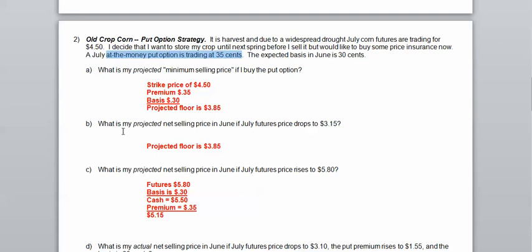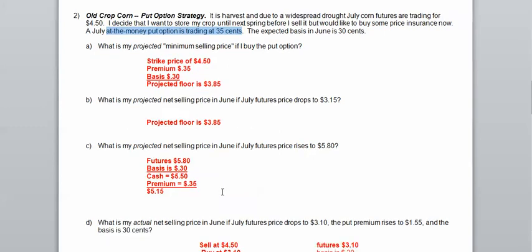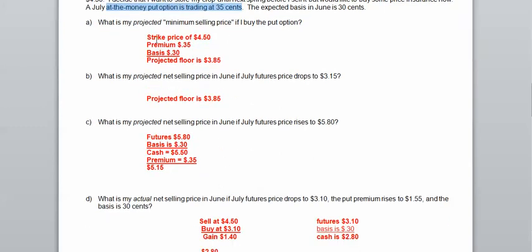Okay, what's my projected net selling price if July futures price drops to $3.15? Well, we already figured our floor price in problem A, $3.85. What's my projected net selling price in June? Remember now, when we're figuring out our projected minimums or our projected selling prices, we're figuring as if we exercise the option or it expires worthless.